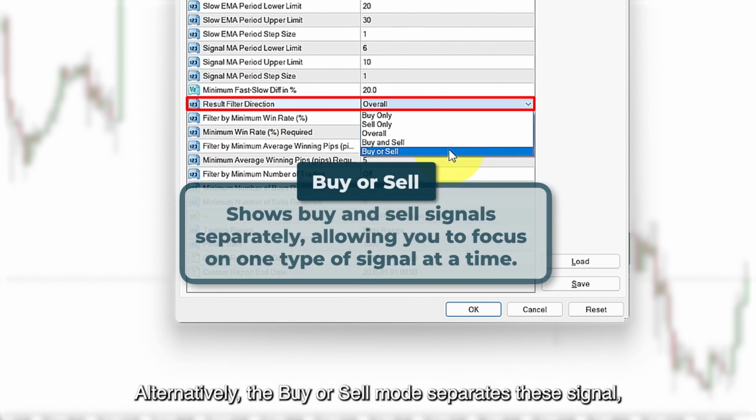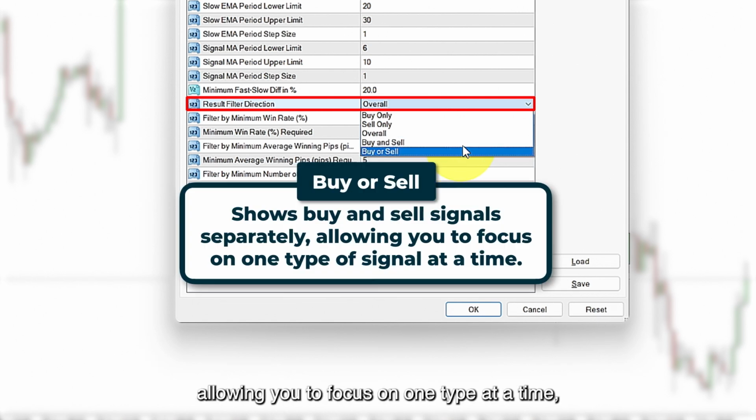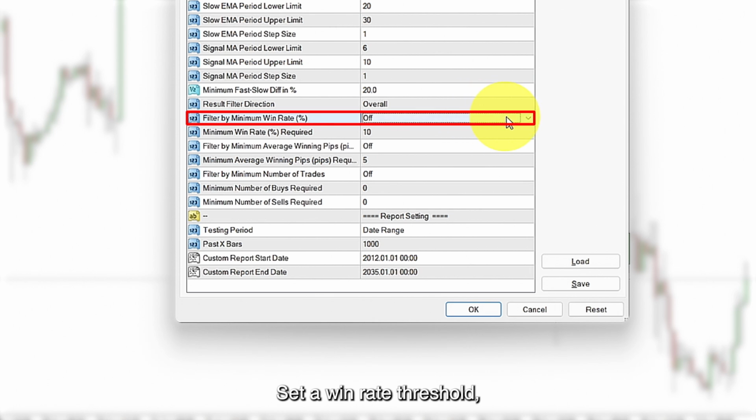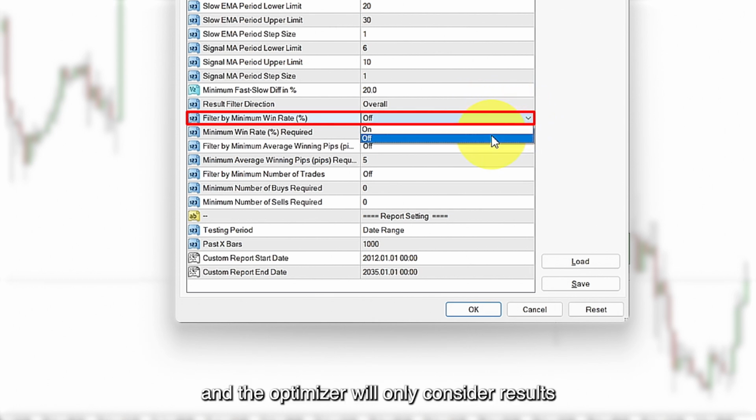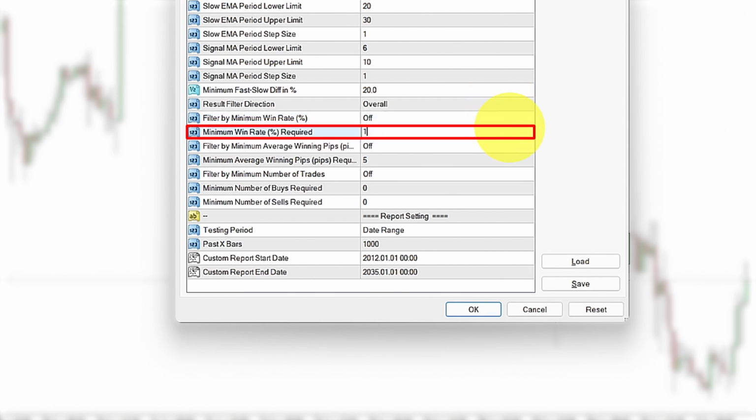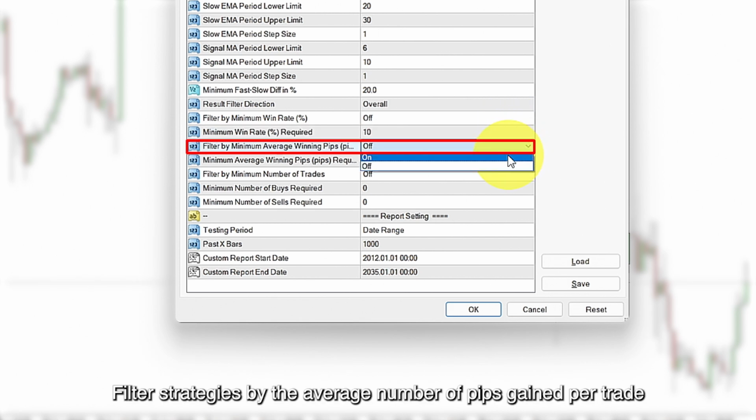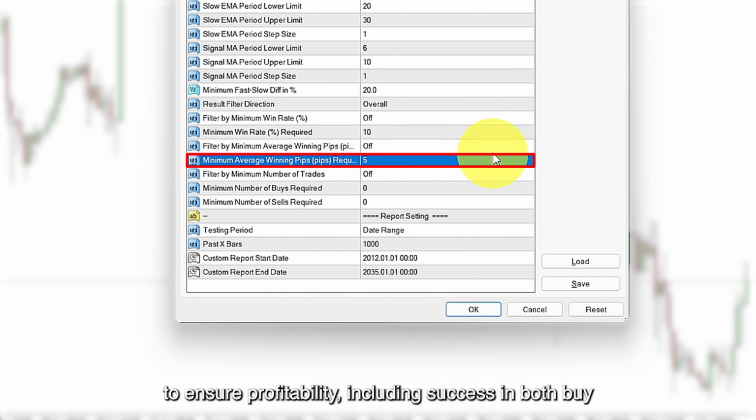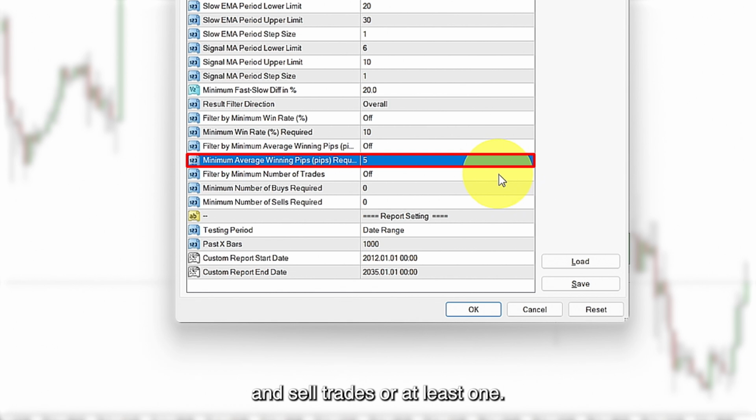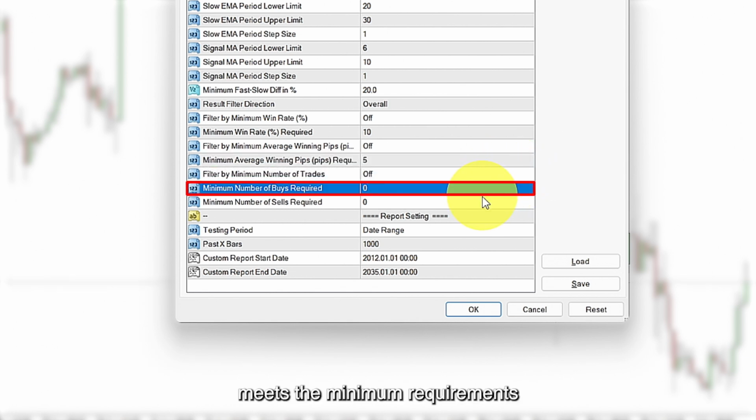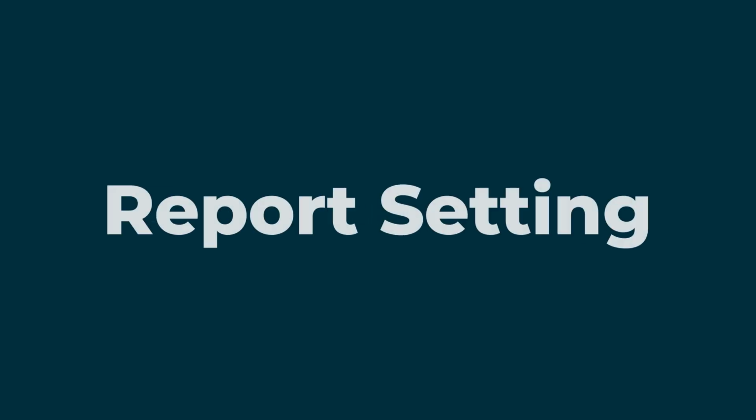Alternatively, the buy or sell mode separates these signals, allowing you to focus on one type at a time, calculating the win rate of at least one successful trade. Set a win rate threshold, and the optimizer will only consider results that meet or exceed this value, factoring in both buy and sell win rates. Filter strategies by the average number of pips gained per trade to ensure profitability, including success in both buy and sell trades or at least one. This setting ensures the total number of transactions meets the minimum requirements based on the selected result filter direction.